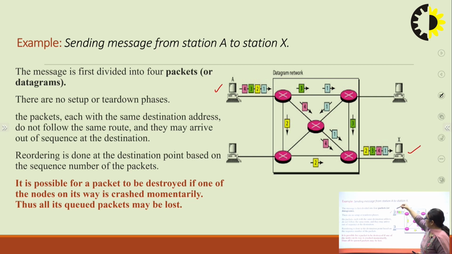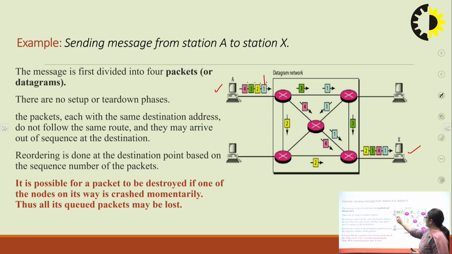Then first the device A breaks the message into a number of packets. So here in this case 4 packets have been created, and after creating the packets or datagrams, a sequence number is set to each packet. So here the packets are given number 1, number 2, number 3 and number 4.